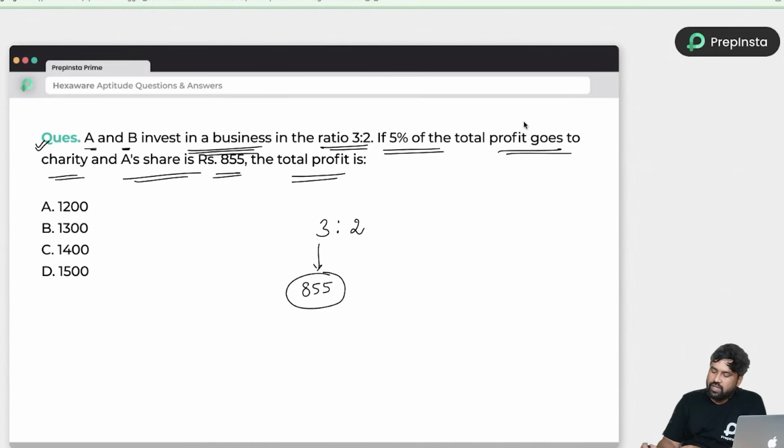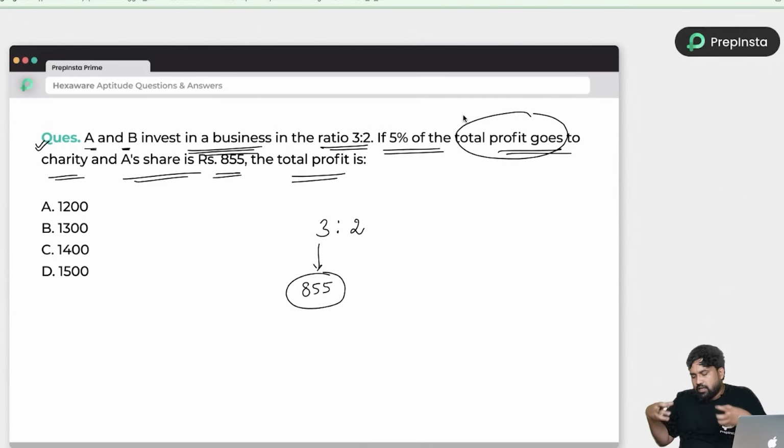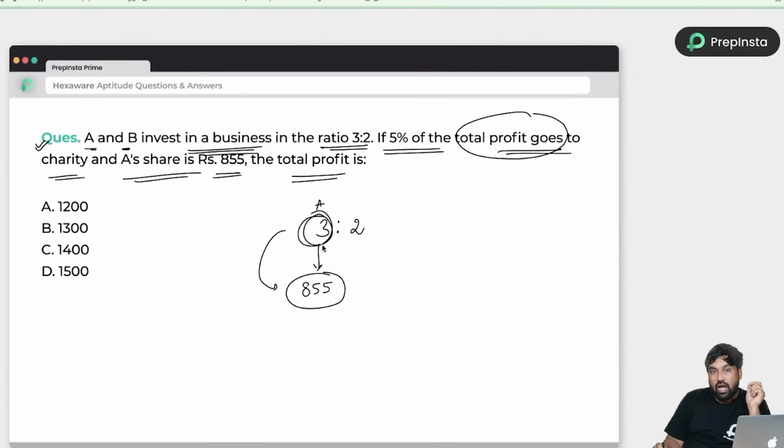And remember guys, whenever there are charities or expenses in the profit, first they will clear them out, then whatever is left, the partners will distribute among themselves, right? So similarly, 855 rupees is the share after all the deductions. So A got 855, which is nothing but 3 parts.